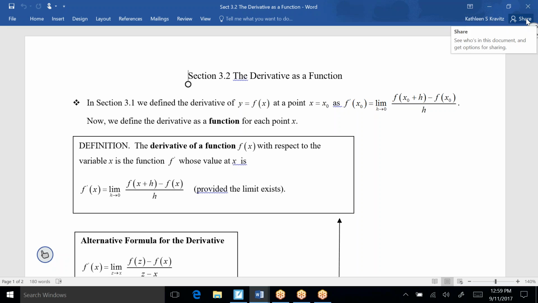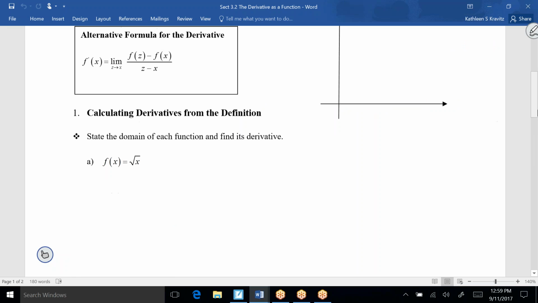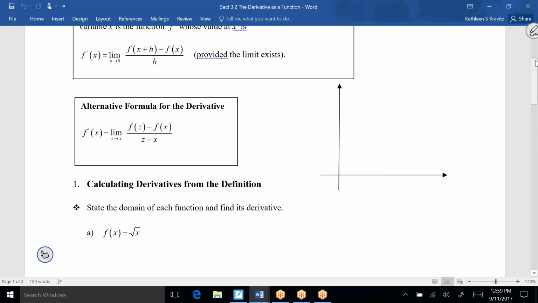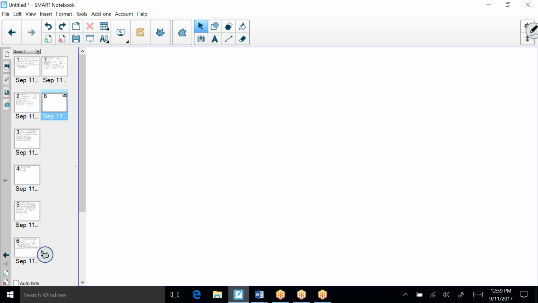We also have an alternative formula for the derivative, just like we did in chapter 2, where we can also say that it's the limit as z approaches x of f of z minus f of x divided by z minus x. So again, I can draw a picture similar to what we've done before. How's that for a picture? Not so good. I'll draw it on this screen here. It's a lot easier.